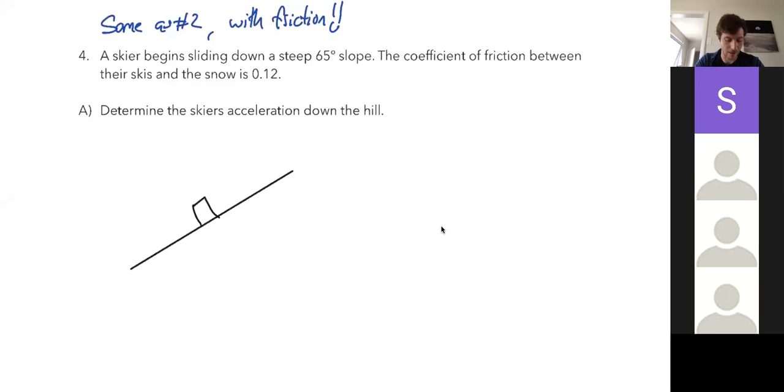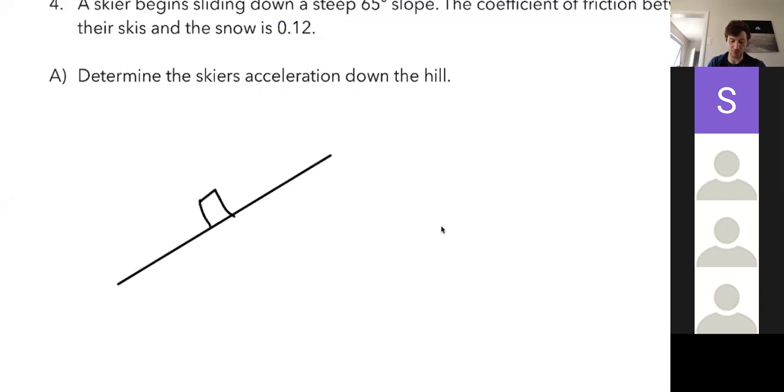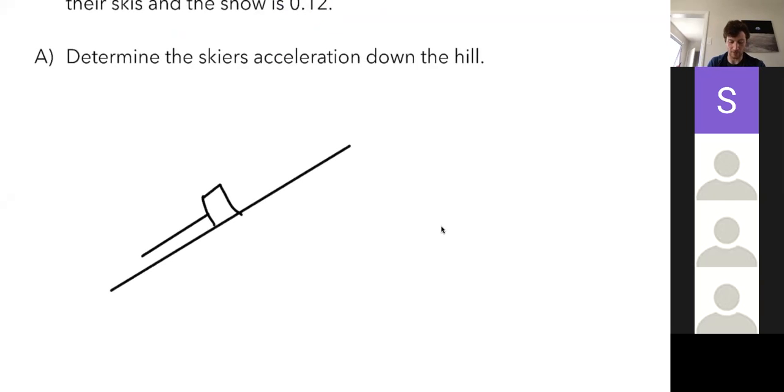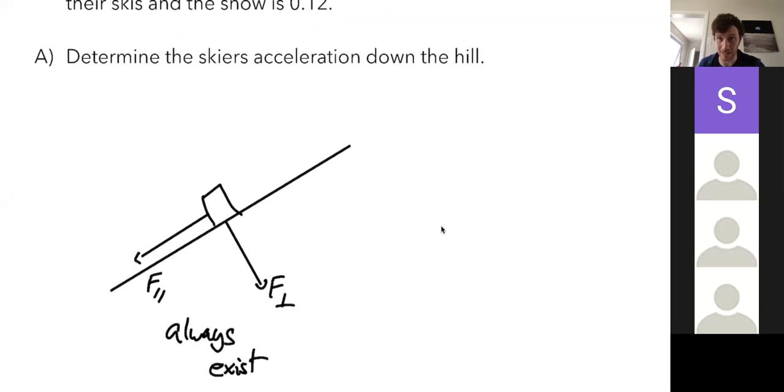Okay, we're live now. All right, let's do number 4. So, right, there's our incline, there's our skier. It's beautiful. Always, always, always, when you are dealing with an inclined plane, the first forces you should put on there are your F parallel going down the ramp and your F perpendicular going into the ramp. Those always exist, okay? Always exist. It doesn't matter the type of inclined plane question, those forces always, always, always exist, okay?